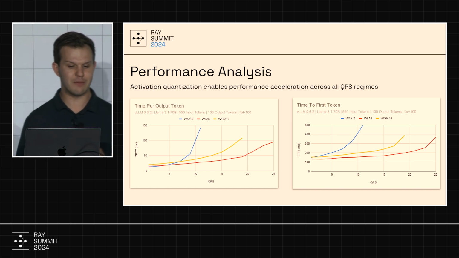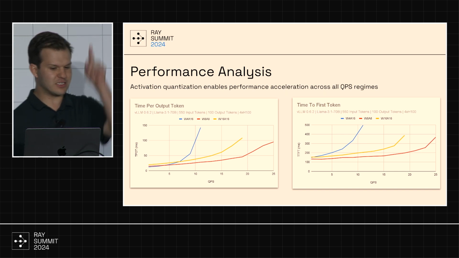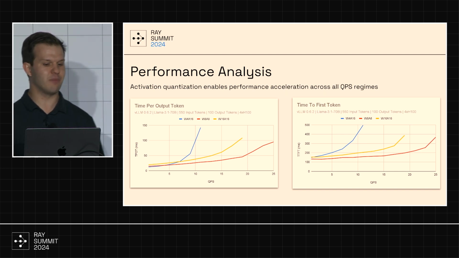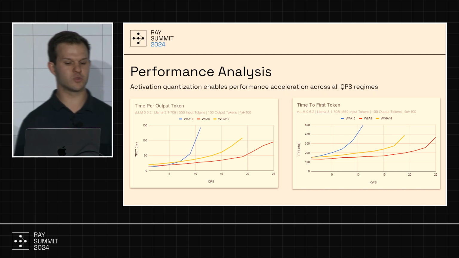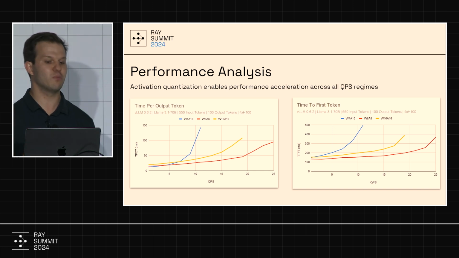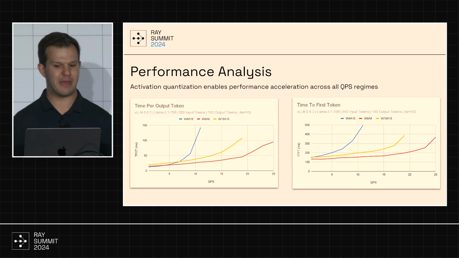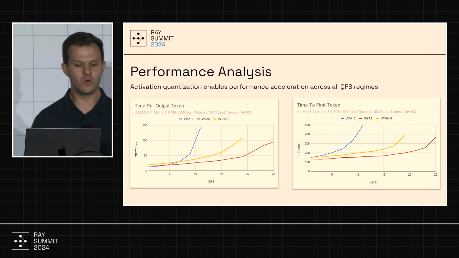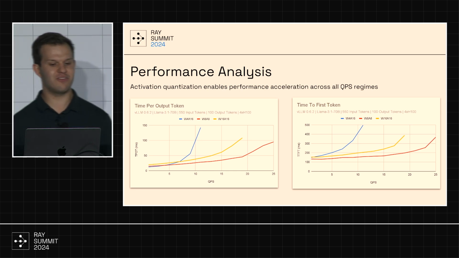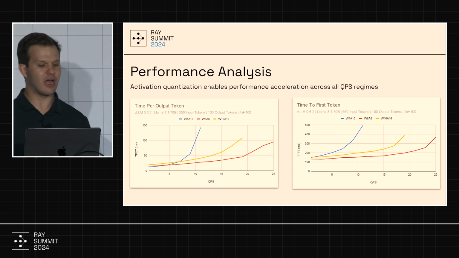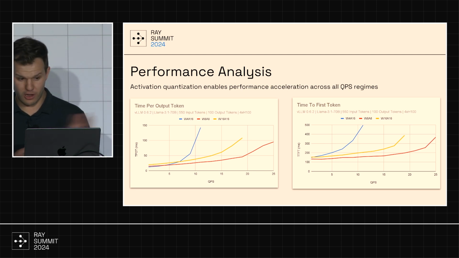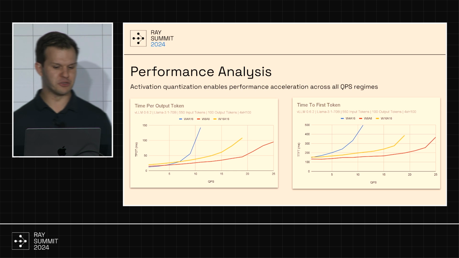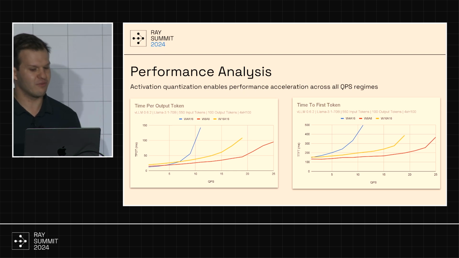But as the amount of load on the server increases and the queries per second that the server is facing goes up, we can see that the latency of the weight-only A16 model shoots up because we're not able to accelerate this compute bound regime, and actually we have a performance penalty associated with the dequantization. But the red line, which is activation quantization, we can see is faster than the FP16 inference across all of the QPS regimes, and enables us to serve more users on the same GPU infrastructure.